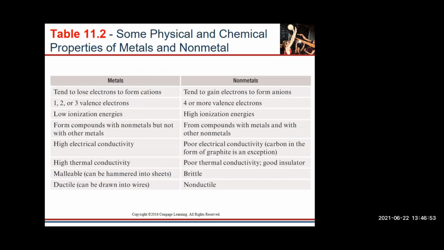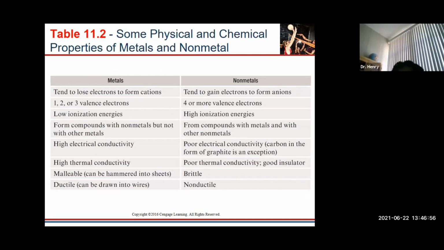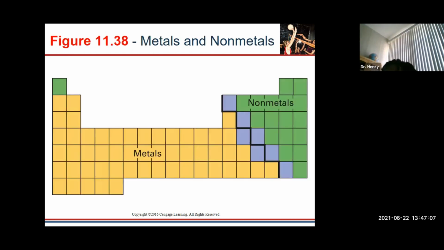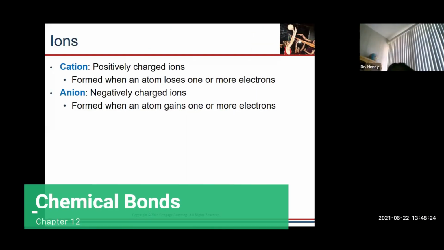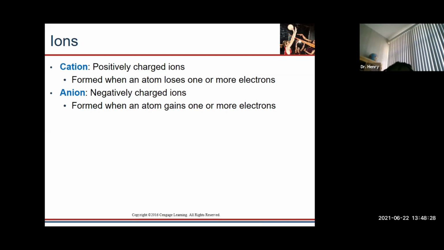So this basically just gives you an idea of the physical and the chemical characteristics of metals and non-metals, right? So you guys want to be familiar with this. This here just shows you where the metals and non-metals are located. And this just shows you how the metallic characteristics increase. Okay, questions, concerns? Okay, so cation, positive charge, anion, negative charge.